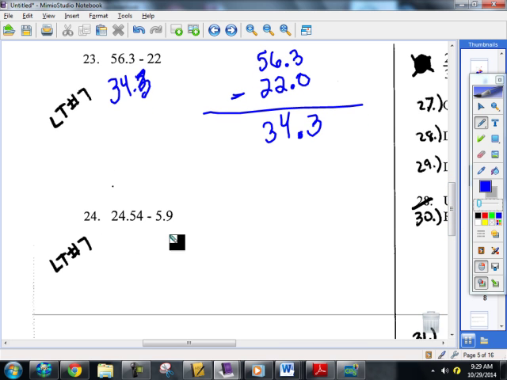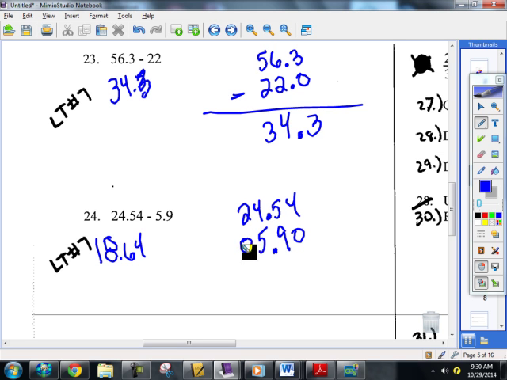The correct answer is, help me. 18.64. I got 0.69. It should be 0.69. 18.64. Yeah, it's 18.64. Okay, so here we go, 24.54. Again, all the place values must be lined up, so when I'm bringing this one down, I bring my decimal straight down. 5 would be there, 9 would be there. I can put zeros in these other spots. Doesn't change the value.